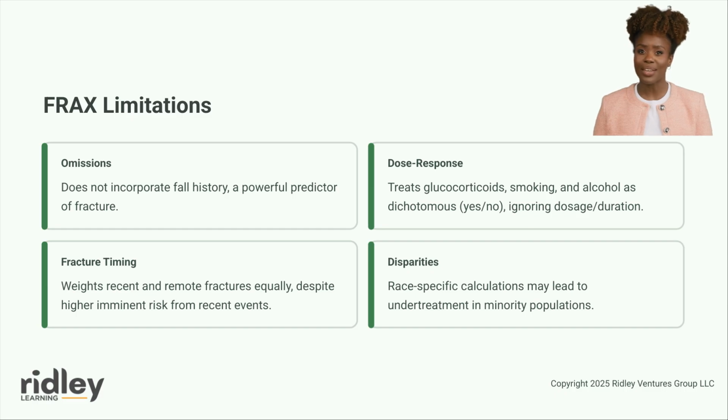However, applying race-specific calculations may result in lower calculated fracture probabilities for Black and Hispanic patients, potentially leading to less frequent treatment recommendations despite substantial fracture morbidity and mortality in these populations. Recent guidelines have encouraged clinicians to consider these limitations when applying FRAX in diverse populations and to recognize that race-specific adjustments may perpetuate undertreatment of minority groups who already experience disparities in osteoporosis screening and management.